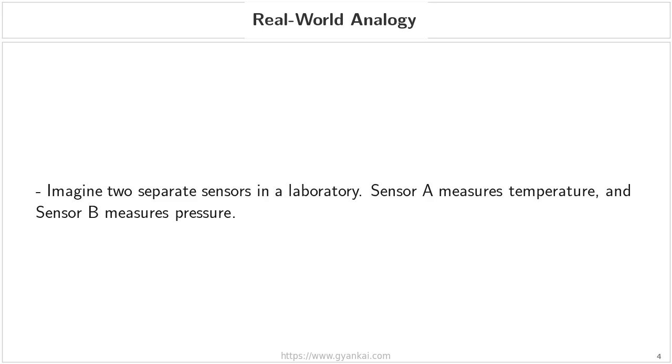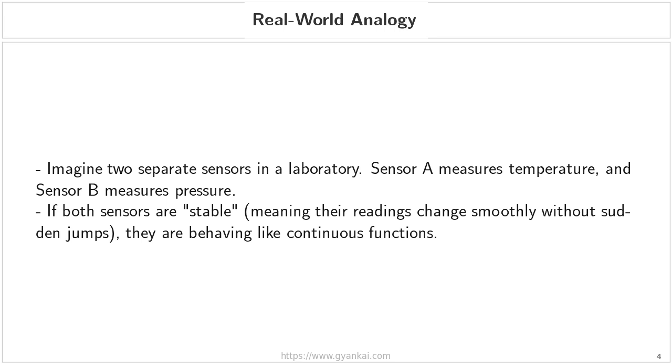Real-world analogy. Now, to help you visualize the formal rules we have just discussed, let's look at a real-world analogy. Imagine you are in a laboratory with two separate sensors. Sensor A, which measures temperature, and sensor B, which measures pressure. In this scenario, if both sensors are stable, meaning their readings change smoothly over time without any sudden, erratic jumps, they are essentially behaving like the continuous functions we have been studying.